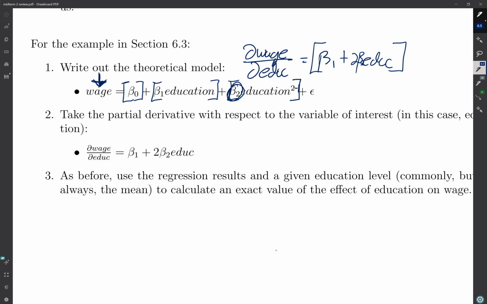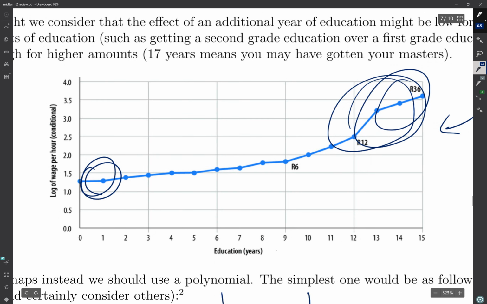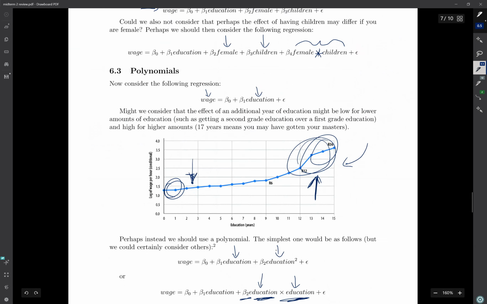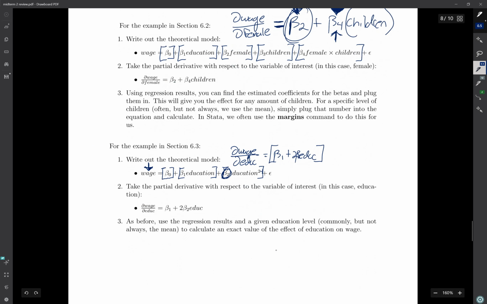In other words, the effect of education on wage depends on the amount of education. And we kind of saw that with the graph we saw here. At these earlier levels, education was having a small effect, but at these higher levels, we're seeing bigger jumps. So how much education you have might determine the effect.